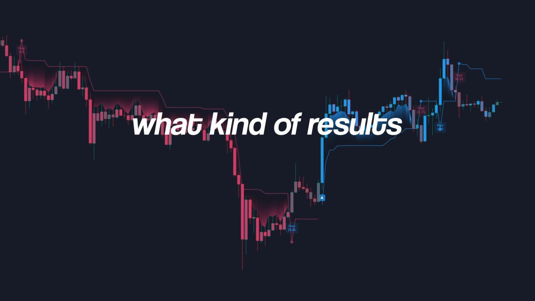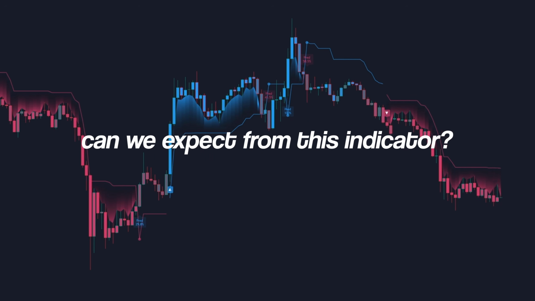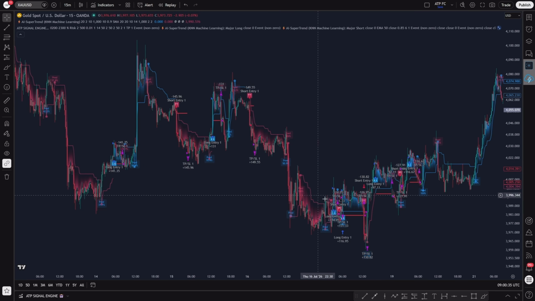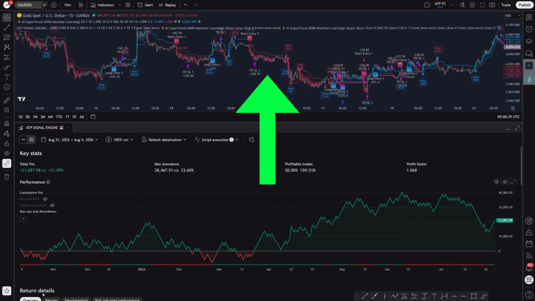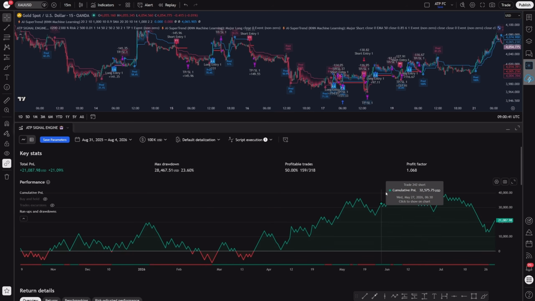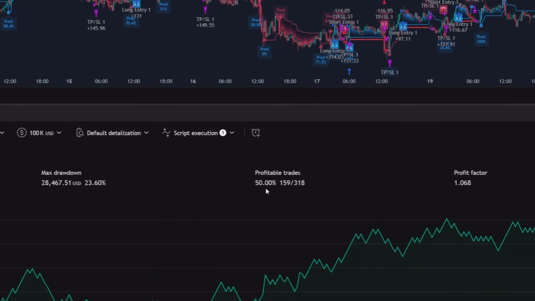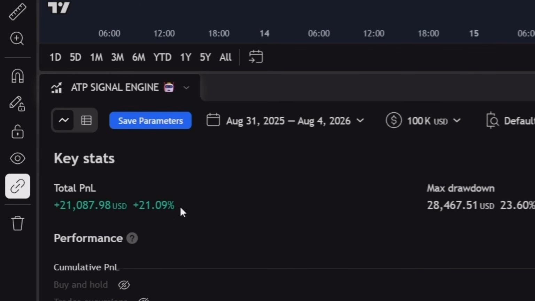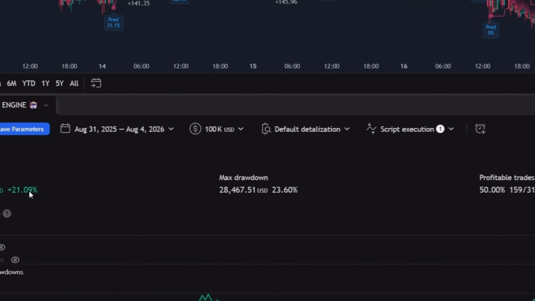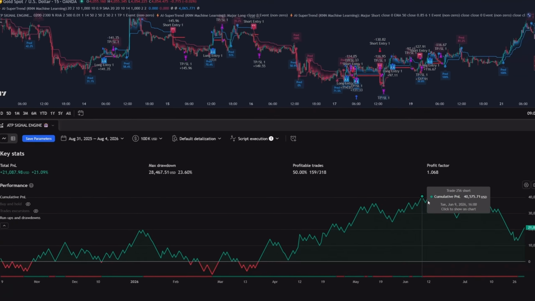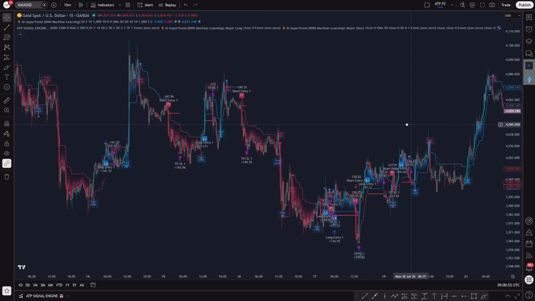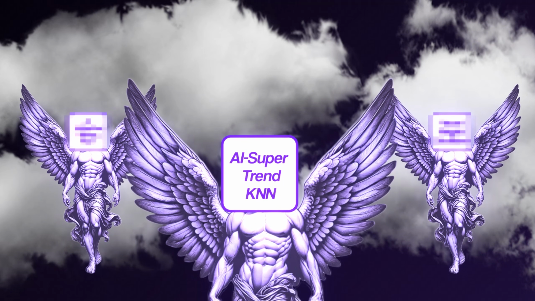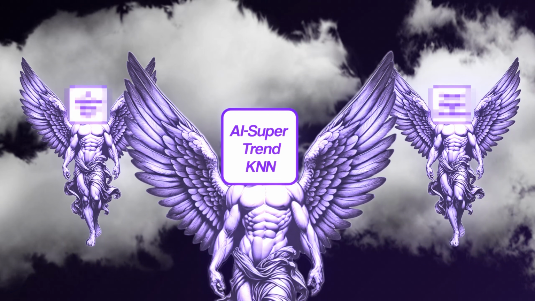Now, what kind of results can we expect from this indicator? By applying it with the same settings to gold on the 15-minute chart, it comes out positive, with an upward trending equity curve, a 50% win rate and a profit above 20%. And just the fact that it's not negative already puts it ahead of most of the indicators I have tested. But the next ones on this list are even better.